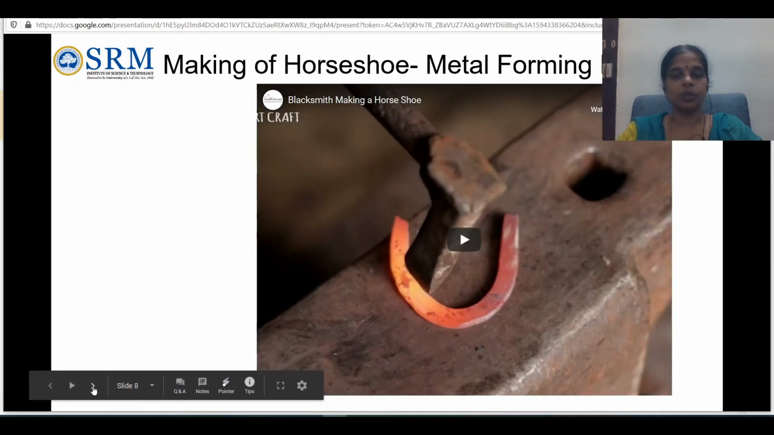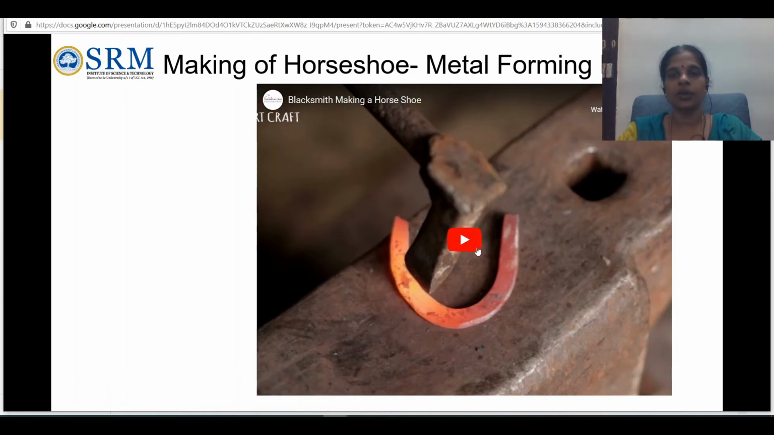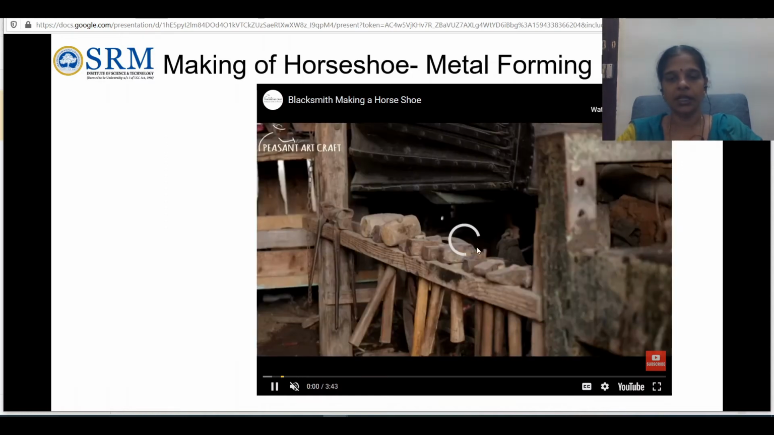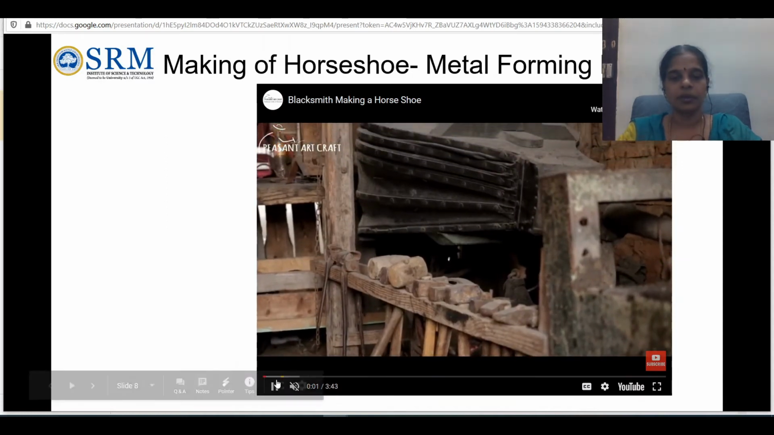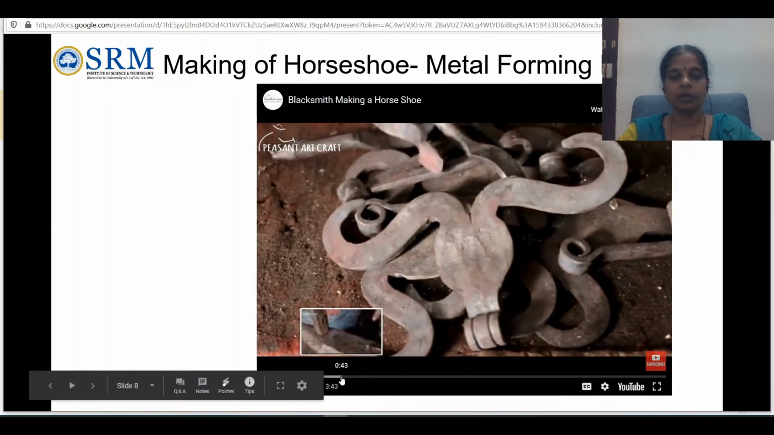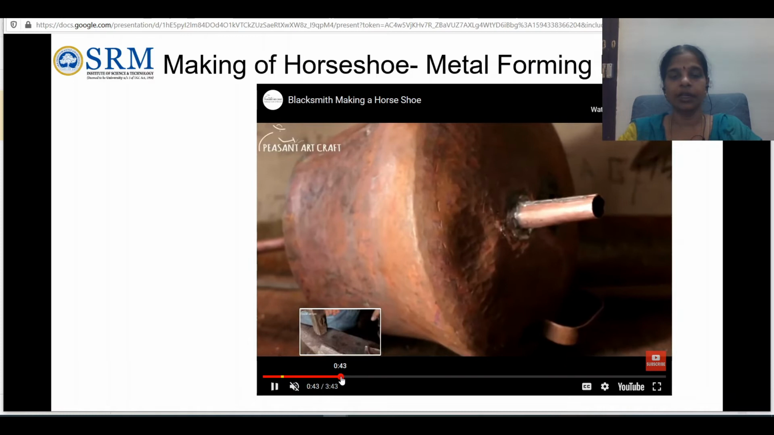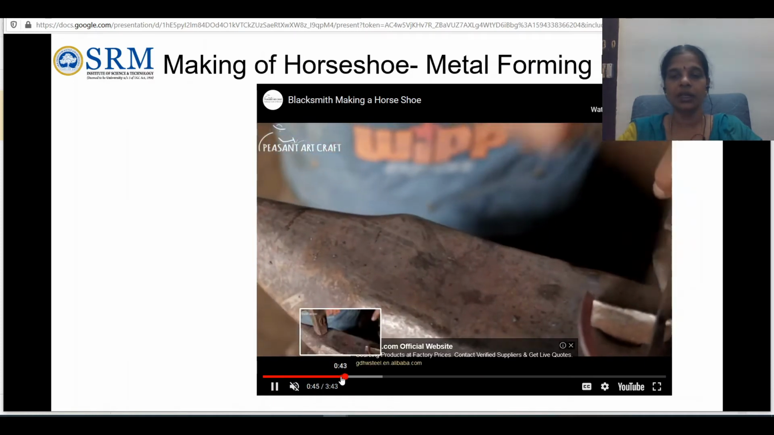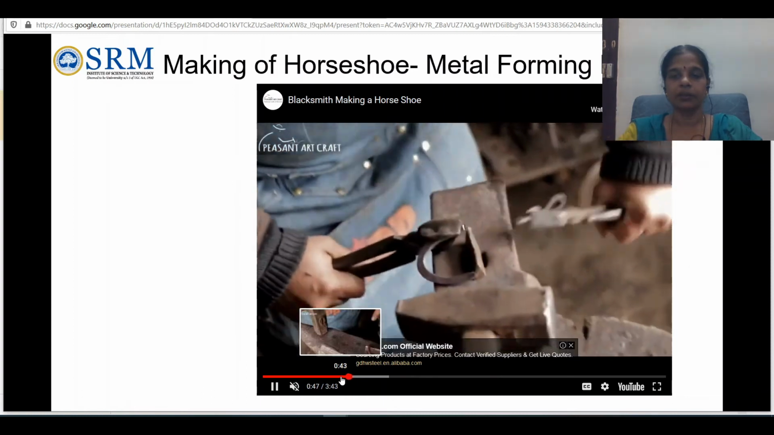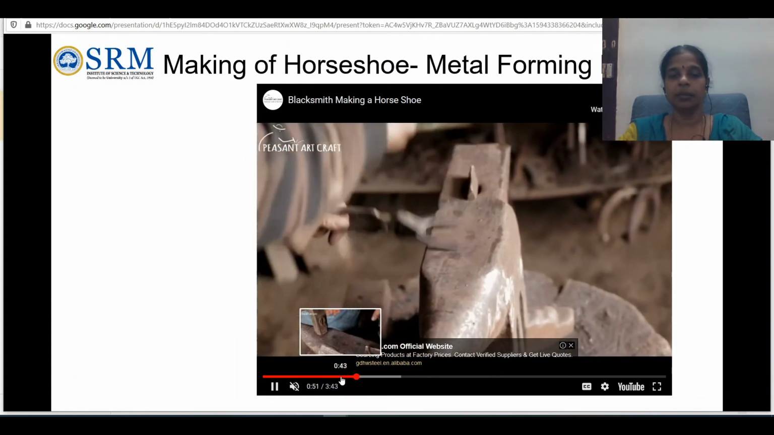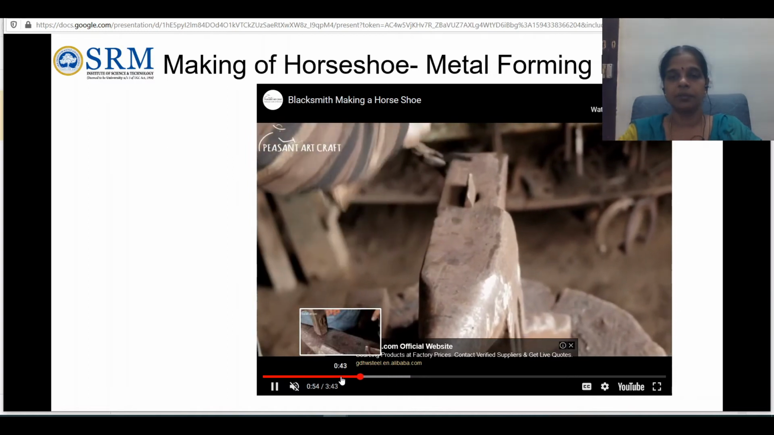So you can see some small video here of how people used to make the horseshoe. It is one kind of metal forming process, a smithy, where you can see all the different tools they are using. These are the different shapes they are forming. And you can see this in an open hearth furnace. It's just heating it and then beating it to the required shape.